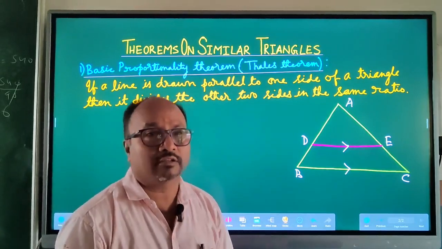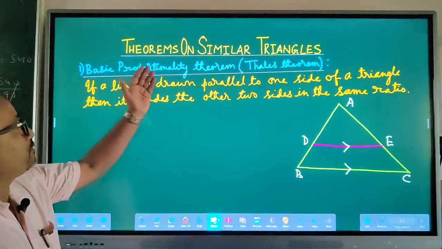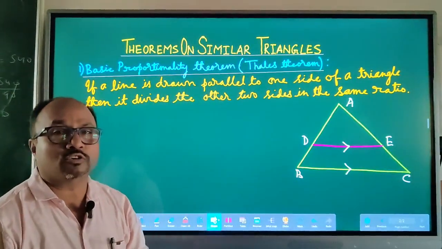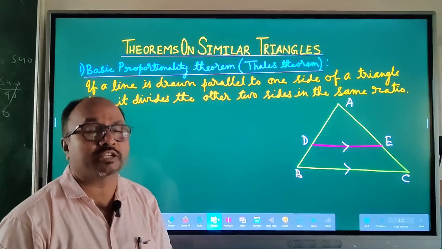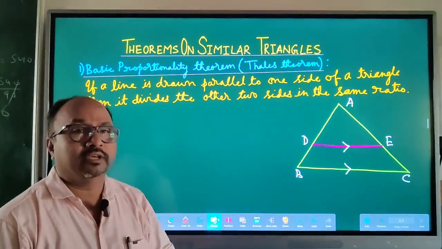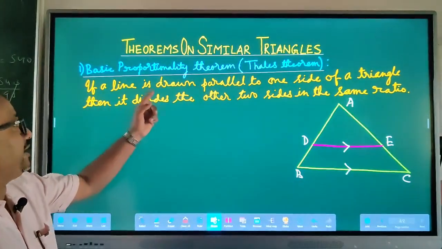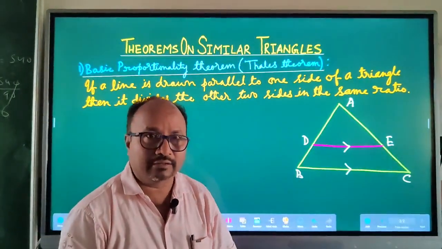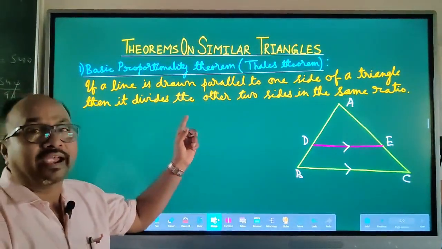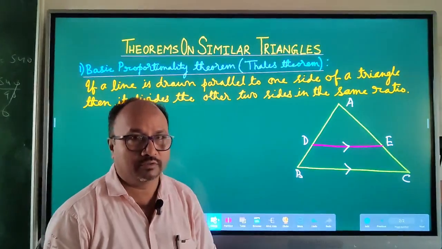So I start with the first one called the Basic Proportionality Theorem, also known as Thales' Theorem, named after the mathematician who gave this theorem. It is based on triangles, so it says, if a line is drawn parallel to one side of a triangle, then it divides the other two sides in the same ratio.